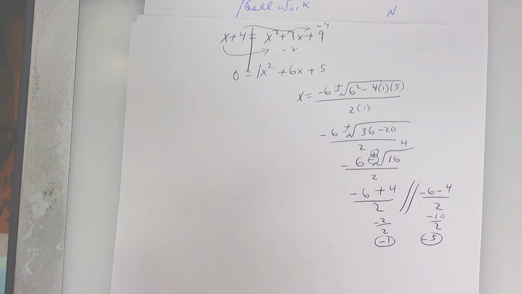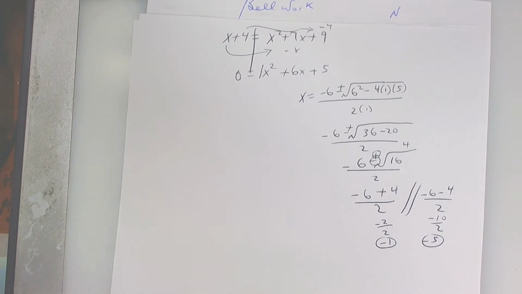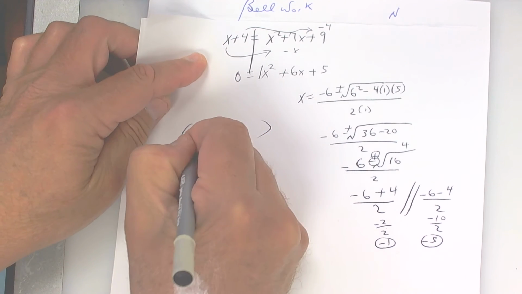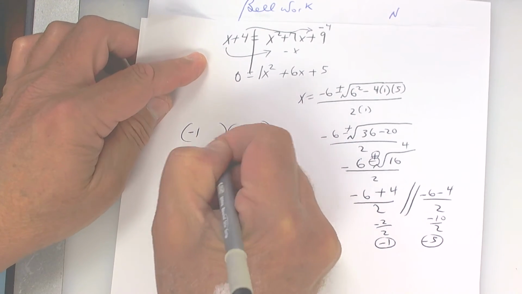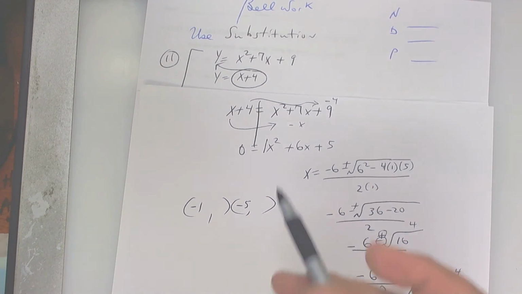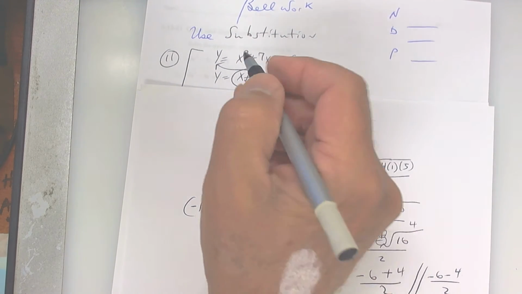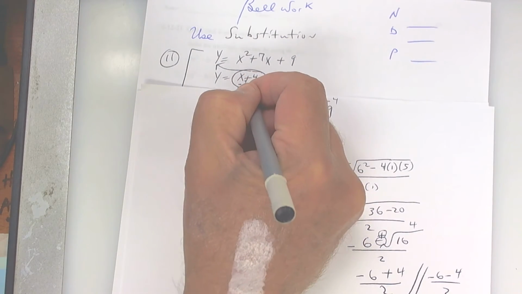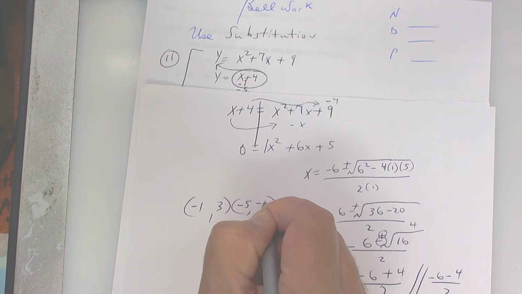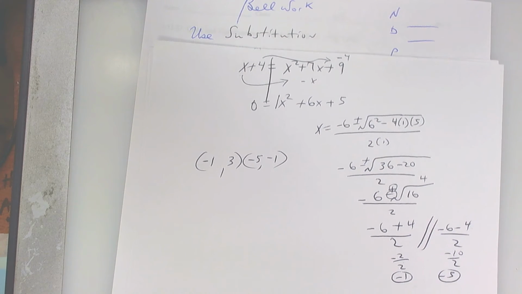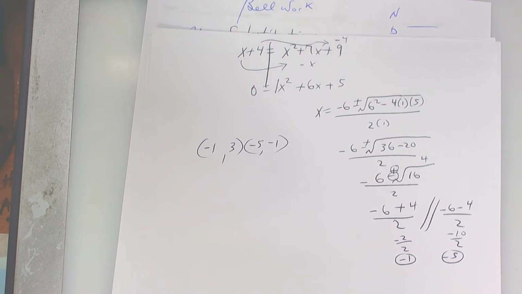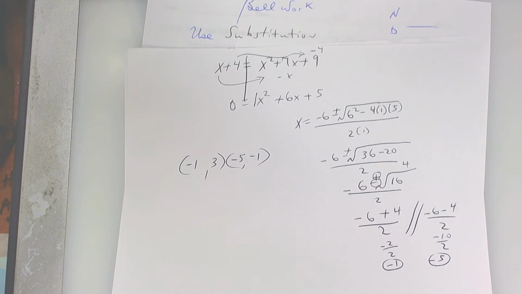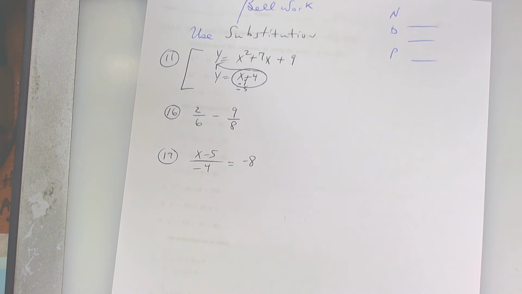Now, to find the y values, you're going to go ahead and plug them in. So we have x is negative 1 and x is negative 5. At this point, you're going to plug them in right here. So negative 1 plus 4 is going to be 3. Negative 5 plus 4 is going to be negative 1. Those are your two solutions right there. So we did substitution, then we did the quadratic equation, and then we plugged them in to get our y values. All right, let's go on.